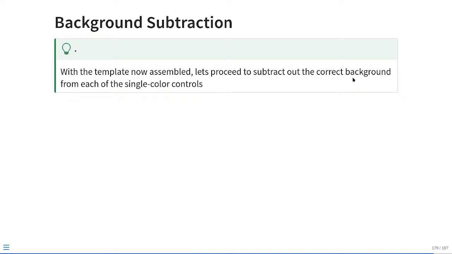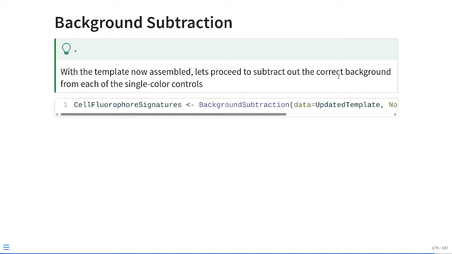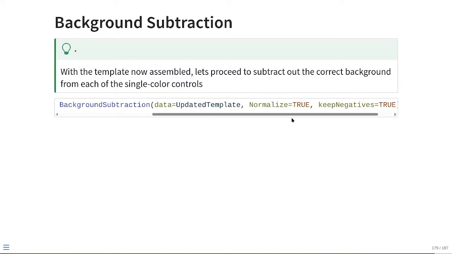So fortunately, we don't have to do this all by hand. The helper function is going to be able to do that now that the backgrounds are present within that data frame. So at that point, we are running background subtraction. We're passing the updated template data frame that contains both the positive and the negatives all in that same data frame.